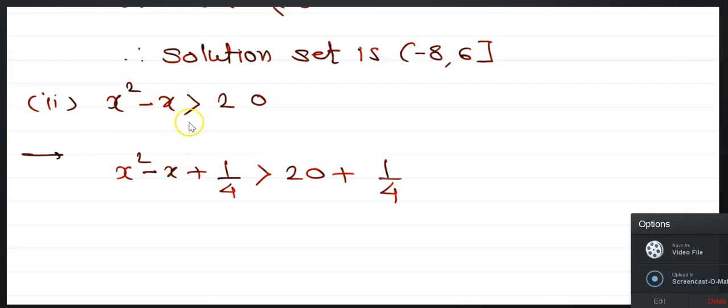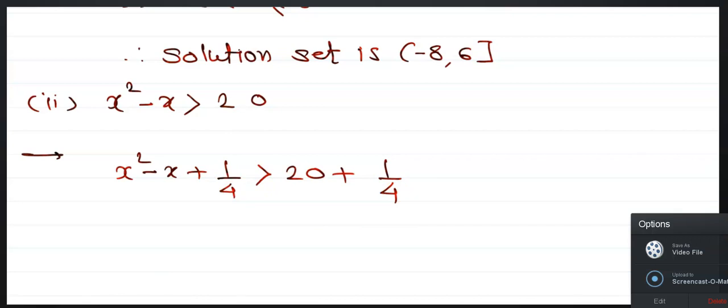Then what will be the second term? 1 upon 2 will be the second term. Therefore, x square minus x plus 1 upon 4. We add on both sides 1 upon 4. Therefore, you will get x square minus x plus 1 upon 4 greater than 20 plus 1 upon 4.